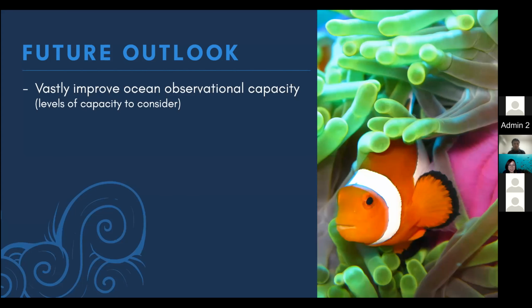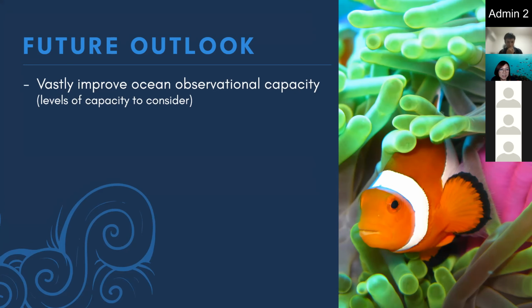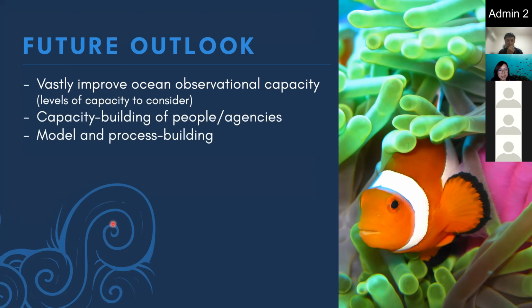Looking forward, there are definitely many, many needs. We need to vastly improve our ocean observational capacity, which is critical if you want to set up those ocean forecasting systems. Due to limited resources, we need to understand the uses and applications of different levels of equipment. For example, how can we harness and optimize more accessible, low-cost observational equipment considering their inherent limitations? We need to build capacity for people and agencies in different aspects, not just the observational one, but also the modeling, analytical and forecast processes.